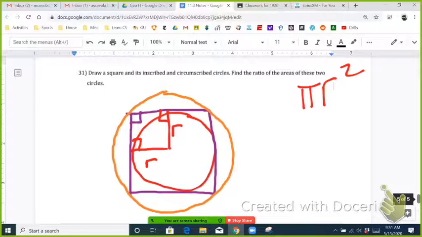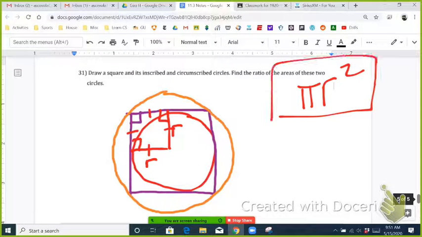And then consecutive sides are also congruent. These two sides are equal because they're both radii of the same circle. So these two segments would also be equal. So this right here represents the area of the smaller red circle.